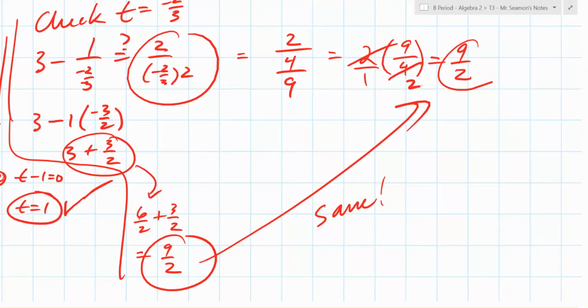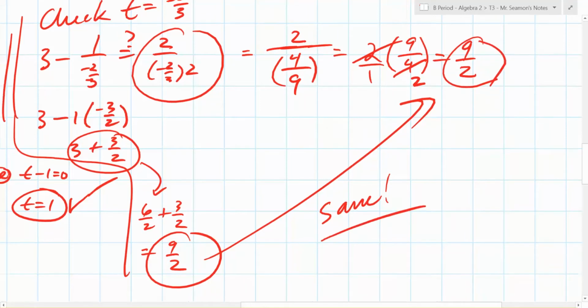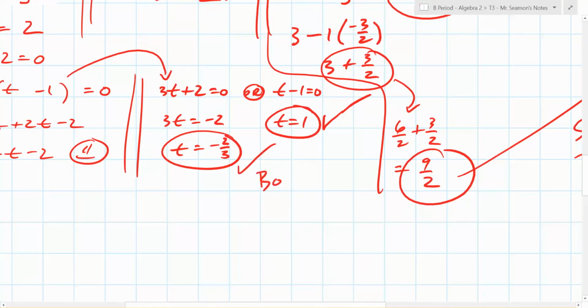Oh, I was just confused with the 2 over 4 over 9. I just didn't know how to read it. It's 2 all over that. It's 2 over 4 ninths. Yeah, it's 2 over 4 ninths, like that. So is this the same? Yep. So what does that mean? They both work. Both work.